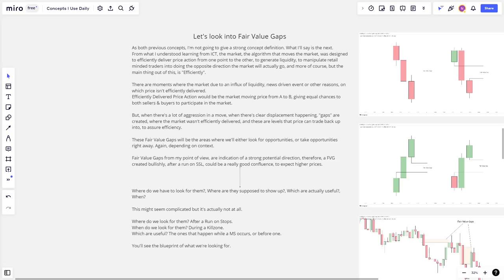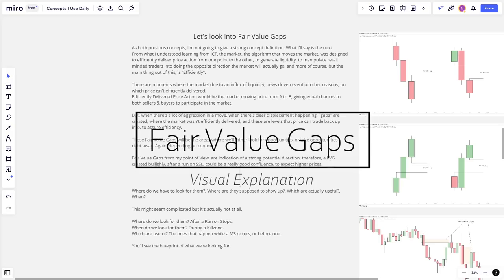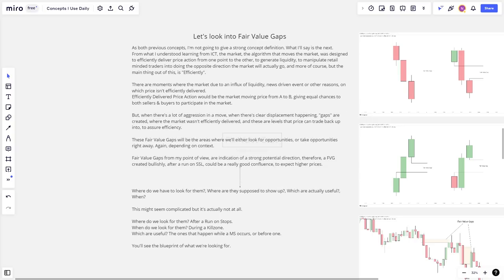It's not just a run on a high, a run on a low. So where do we have to look for fair value gaps? Where are they supposed to show up? Which are actually useful, and when? All of this seemed complicated, but it's not really. Where do we look for them? After a run of stops. When do we look for them? During a kill zone. We'll talk about kill zones later. Which are actually useful? The ones that happen while a market shift occurs or before one. This will also be shown in the blueprint of what we actually look for, just a little bit of a diagram or a drawing of exactly what I look for in the market.